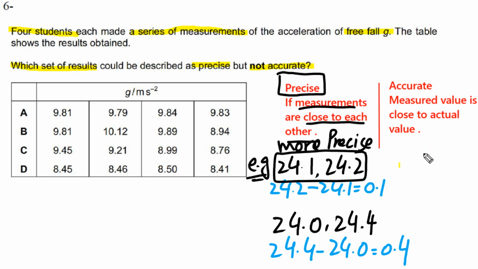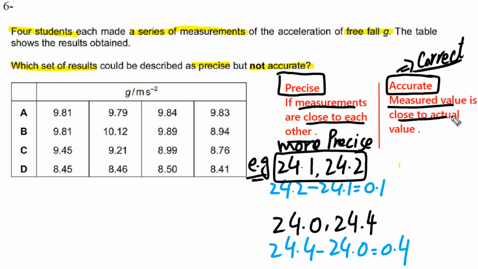Okay, the second thing we need to understand is accurate. What is the meaning of accurate? Accurate simply means correct. This is common language, meaning correct. What exactly does it mean? The measured value is close to the actual value. It means that the actual value is close to, not exactly equal to, the measured value.